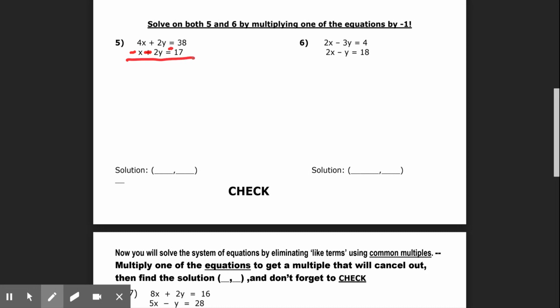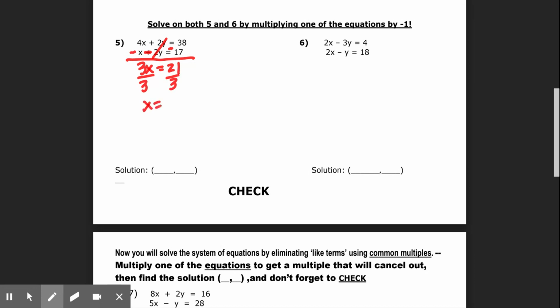So 4x minus an x gives us 3x. The two y's cancel out because one's a positive and now one's a negative. And 38 minus 17 is 21. All right, so then we're going to divide both sides by 3.